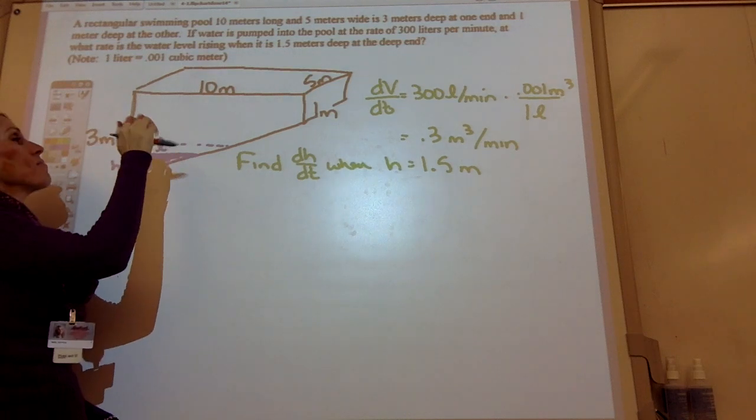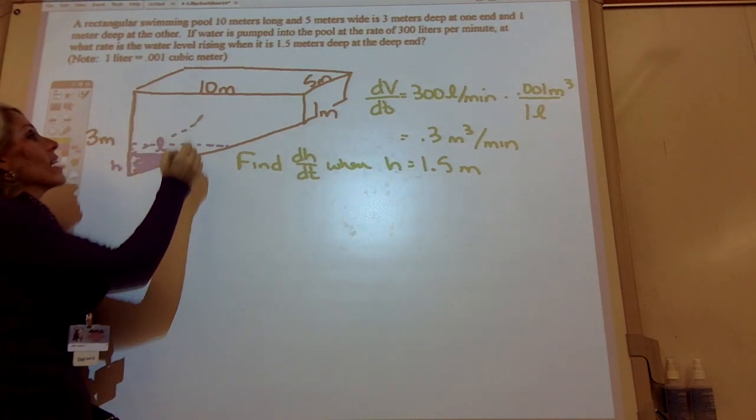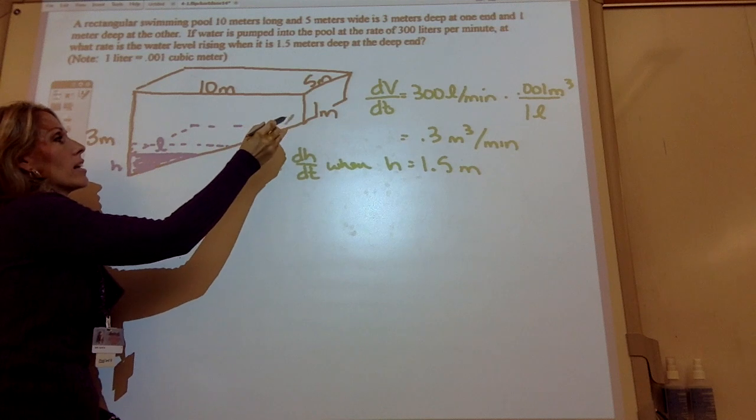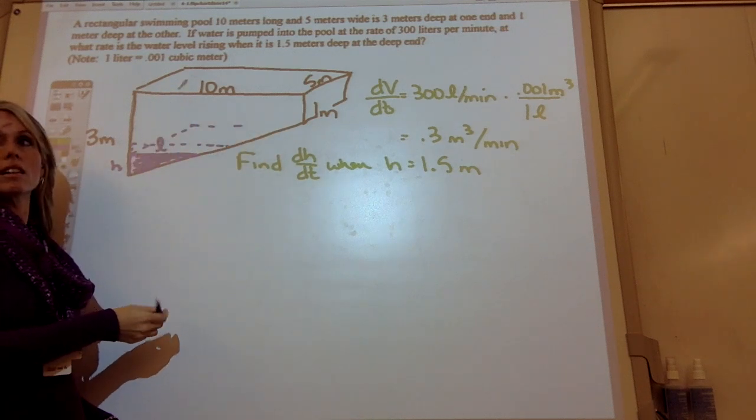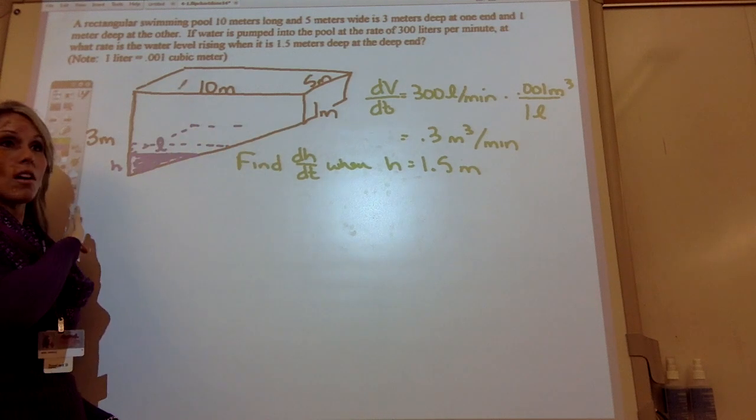5 is always your width in this problem. Yes, 5 is how far back it goes. So that's why I said 5 halves. Yeah, that's awesome.